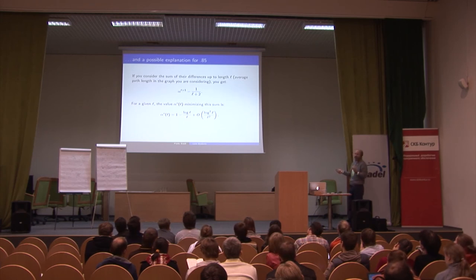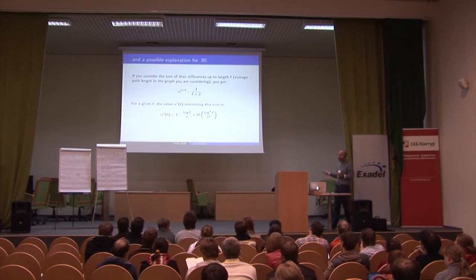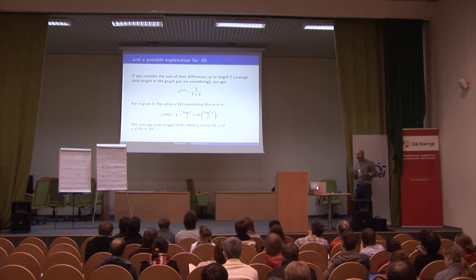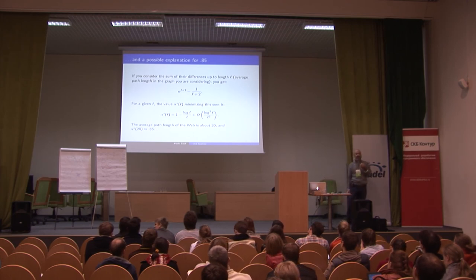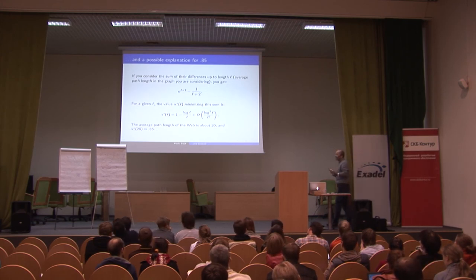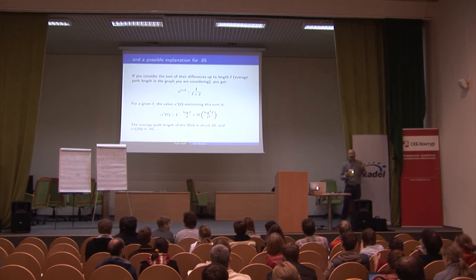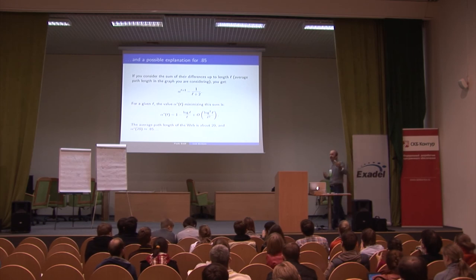As you can see, it depends on the length up to which you have looked at the difference. And it turns out that if you plug into this formula the average length of a path in a real-world graph, you obtain 0.85. So apparently, this is a sort of justification of 0.85. 0.85 seems to be the best value of alpha that gives the least difference between total rank and page rank. This is just a suggestion. We never wrote this in any paper, but it suggests that choosing 0.85 probably has something behind it.